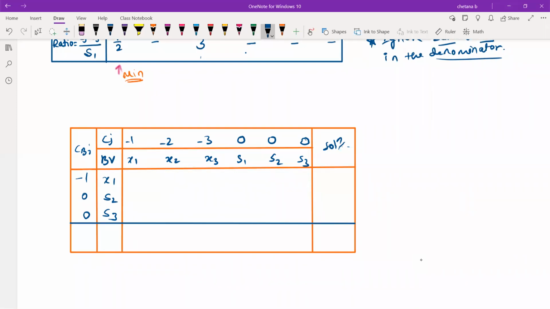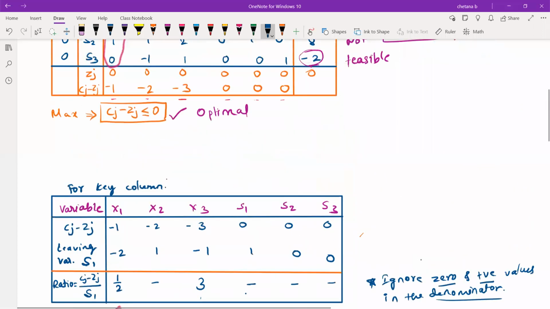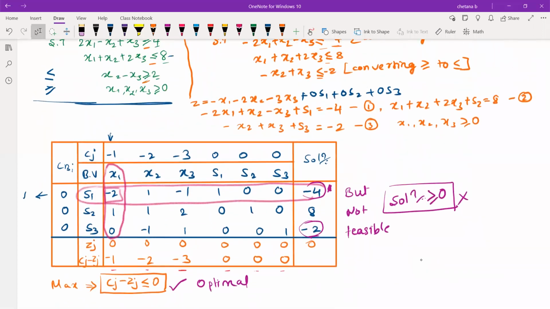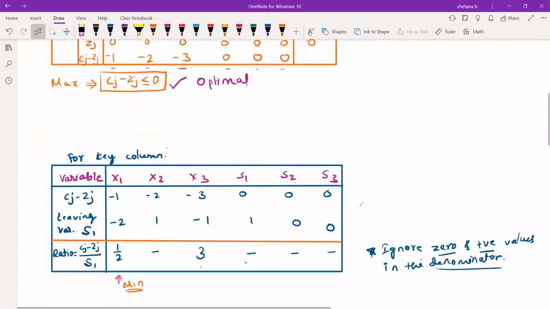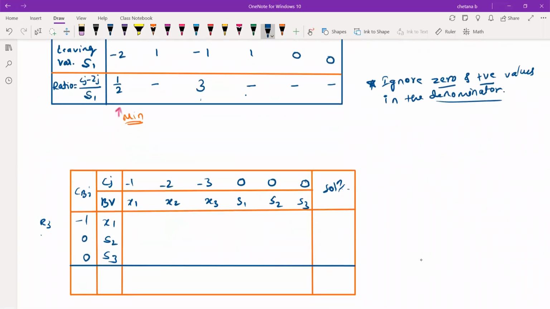Now comes the modified table. So for the rows, again you can give the row names here, numbers here: R1, R2, R3, and for the next you have R4, R5, R6.